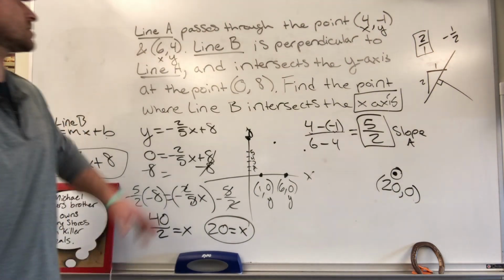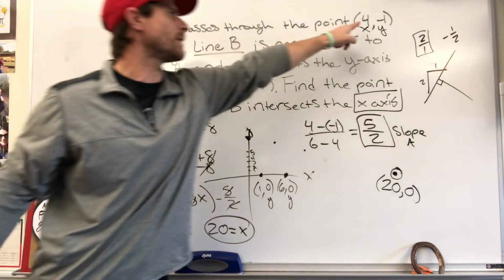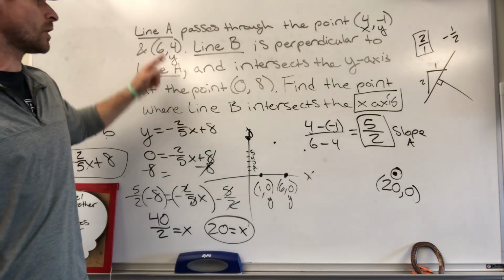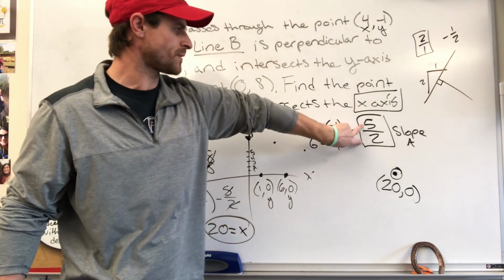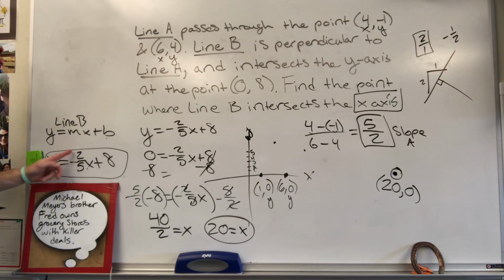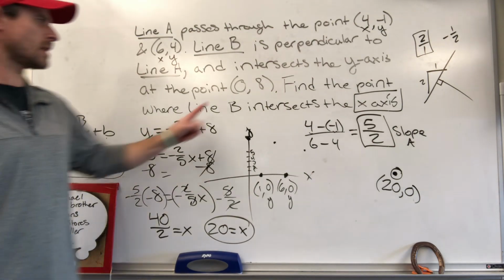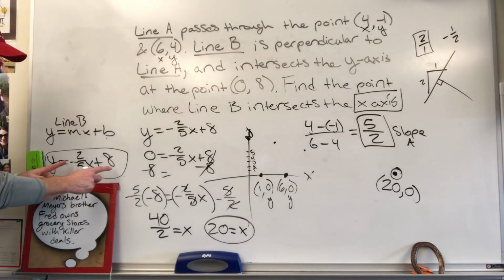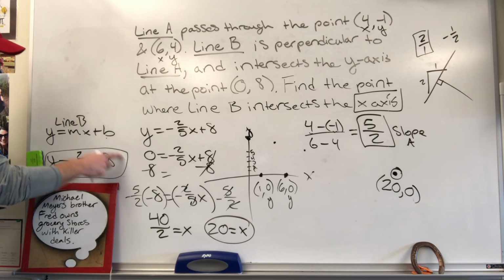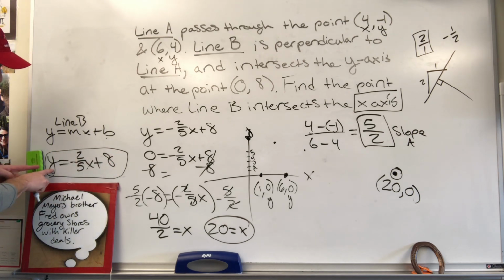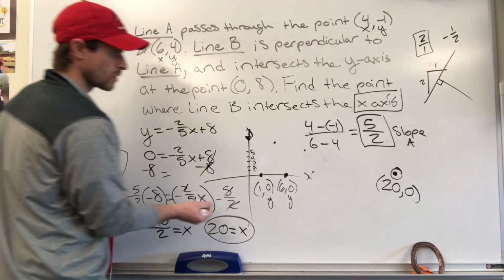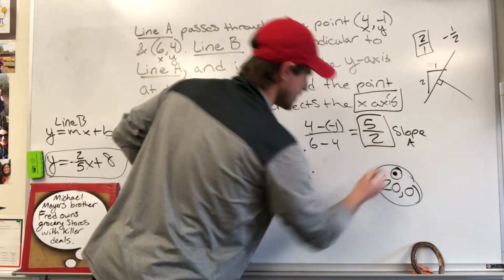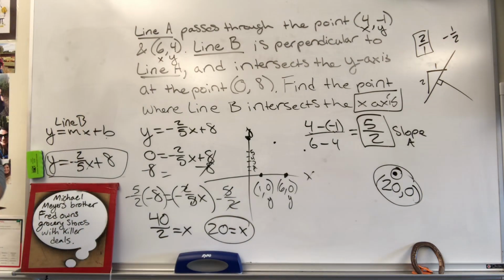So to answer this question, line A passes through the points 4, negative 1, and 6, 4. Okay, slope is 5 over 2 for that line. Line B is perpendicular. Let's flip it and change the sign: negative 2/5. And it crosses at 0, 8. Hey, thanks for giving us the entire equation. I'm going to now use this equation, change my y to a 0, so I can solve and figure out where we're crossing on the x-axis. Final answer is 20, 0.